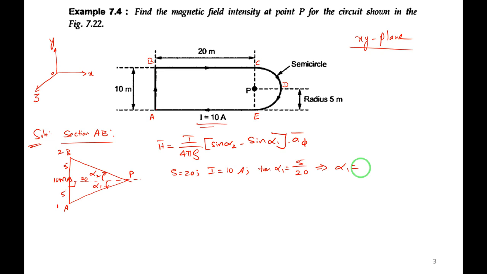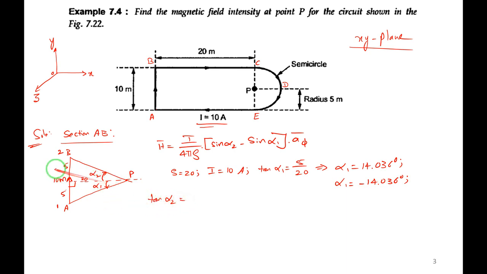So I am getting it as 14.036 degree. But alpha 1 is measured below this perpendicular line, so it is negative. So alpha 1 is equal to minus 14.036 degree because it is measured below this perpendicular line. Similarly, we will calculate alpha 2.